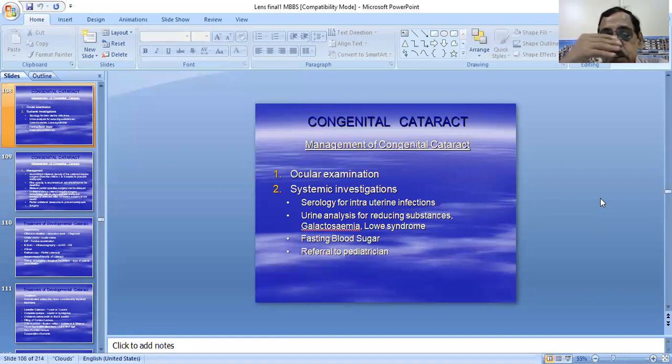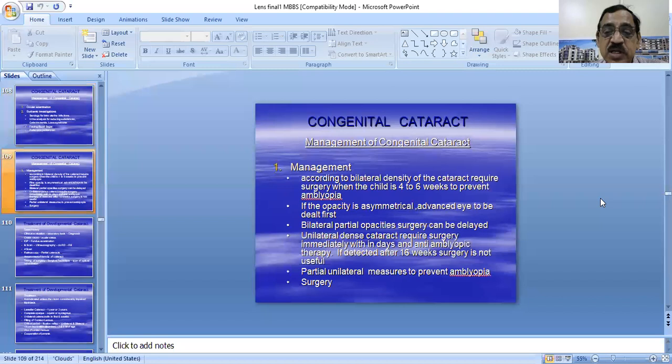And the systemic investigations which we do before operating the cataract are TORCH tests for rubella, toxoplasmosis, herpes, and all these things. Urine analysis for reducing substances, for galactosemia, and for Lowe syndrome, amino acids in the urine, and fasting blood sugar will have to be done to know if there is any hypoglycemia or hyperglycemia. And better refer the case to the pediatrician to see whether there are any other associated anomalies.